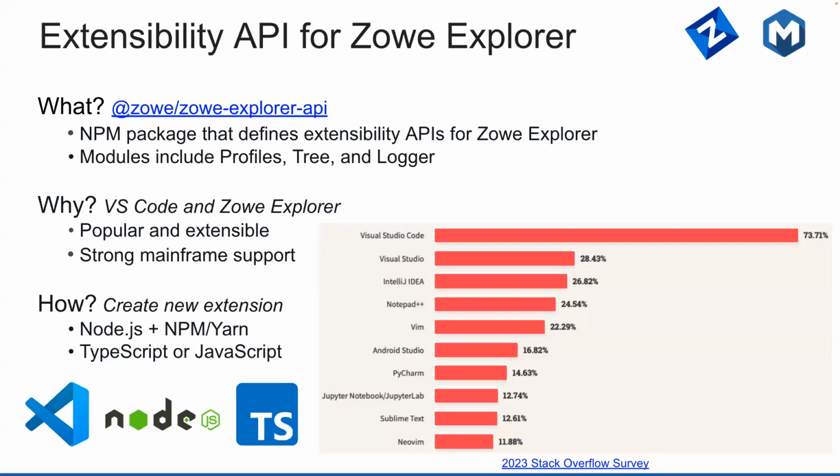Why would you want to use this extensibility API? Well, VS Code and Zowe Explorer together make a great platform to extend. They're both quite popular. VS Code is currently the most popular editor, as you can see here at the bottom right on this graph. In the 2023 Stack Overflow survey, VS Code by far won as users' favorite text editor. And Zowe Explorer itself has over 100,000 downloads, so it's also a popular extension for VS Code.